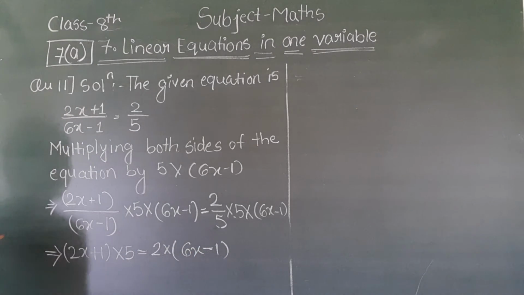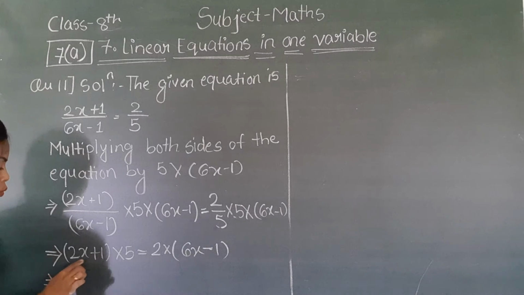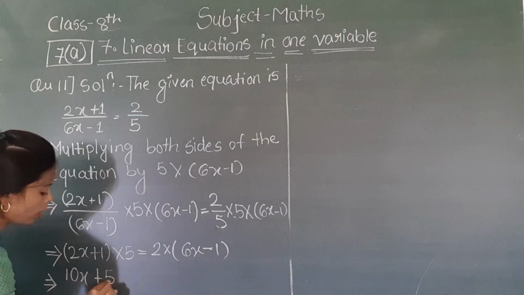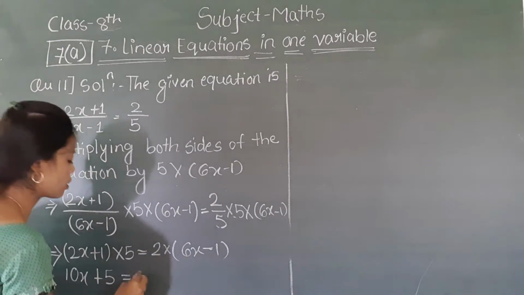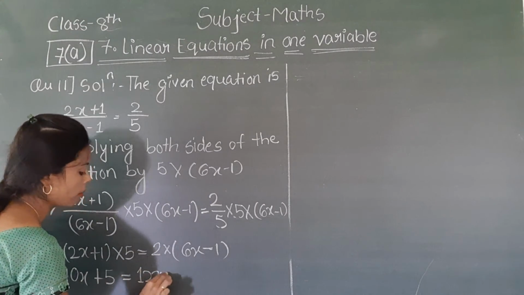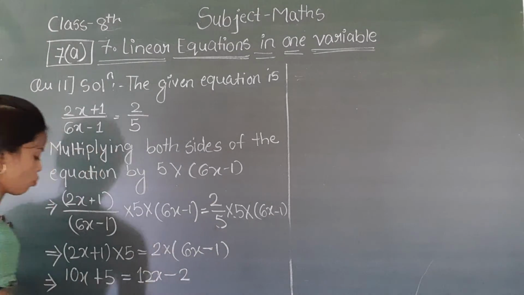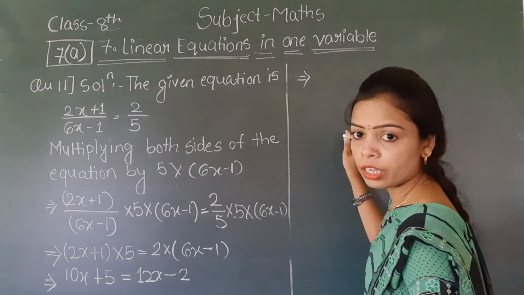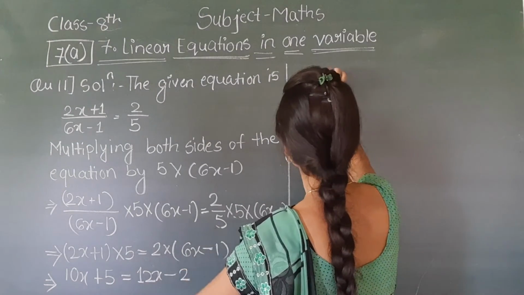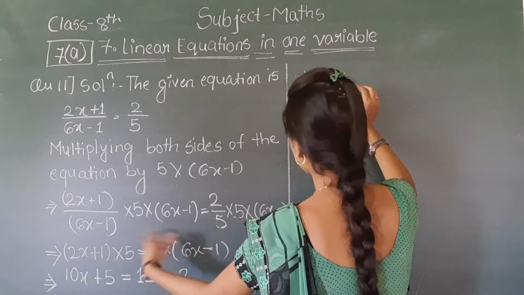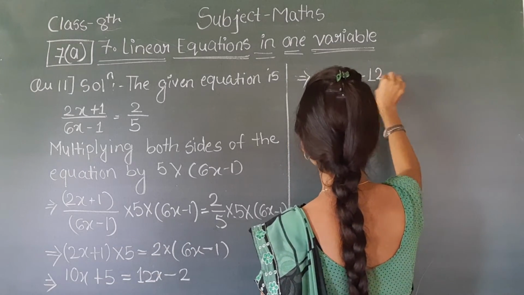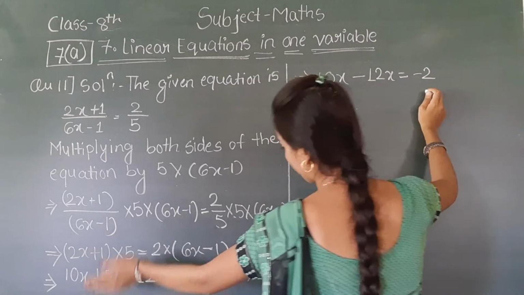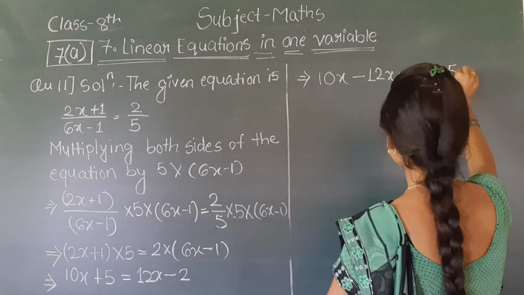Now open the bracket. It will become 2 into 5, that is 10x, plus 1 into 5 is 5, that is equal to 2 into 6 is 12x minus 2 into 1 is 2. Okay, so what is your next step? 12x goes to the left-hand side, it is minus 12x, equal to minus 2 on the right-hand side; 5 comes to the right side, it will become minus 5.